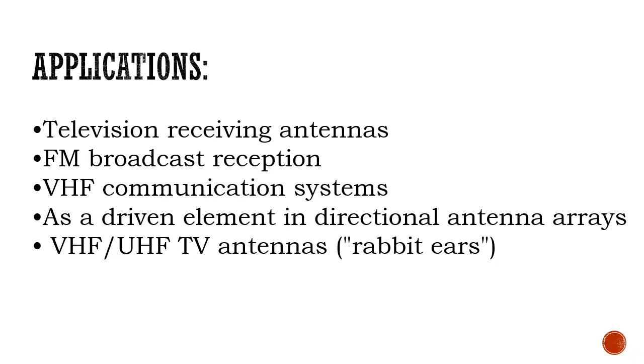When coming to applications, the applications are in television receiving antennas and FM broadcast reception. First of all, a folded dipole antenna consists of two parallel conductors connected at both ends. It is similar to a half-wave dipole, but its impedance is higher, usually around 300 ohms.